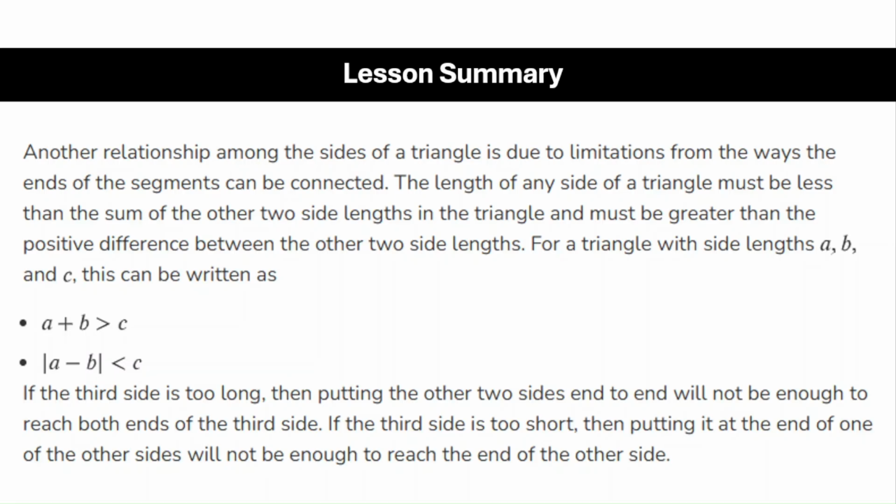If the third side is too long, then putting the other two sides end to end will not be enough to reach both ends of that third side. If the third side is too short, then putting it at the end of one of the other sides will not be enough to reach the end of the other side. So we can't have C be too long, and we can't have C be too short. Otherwise, my three lines are not going to come together and form a triangle.